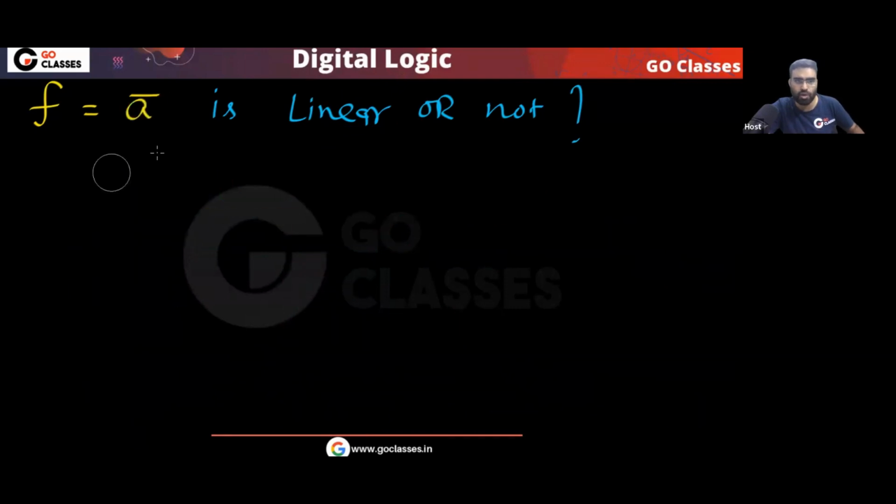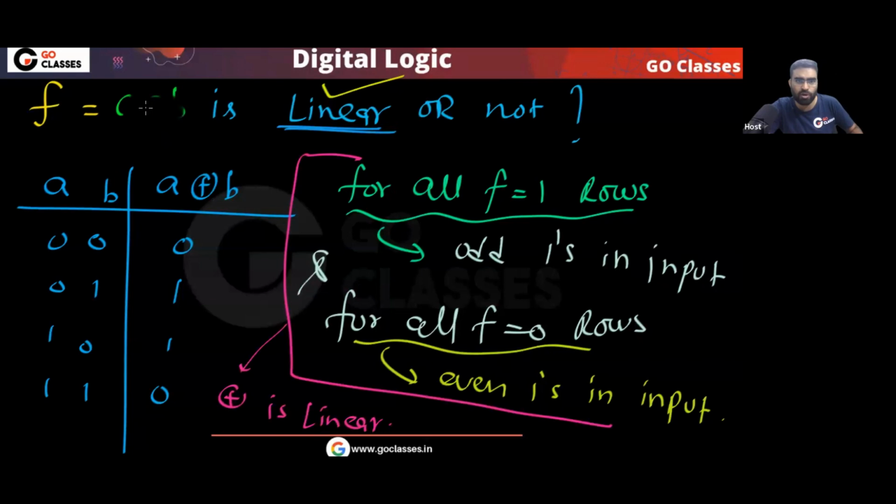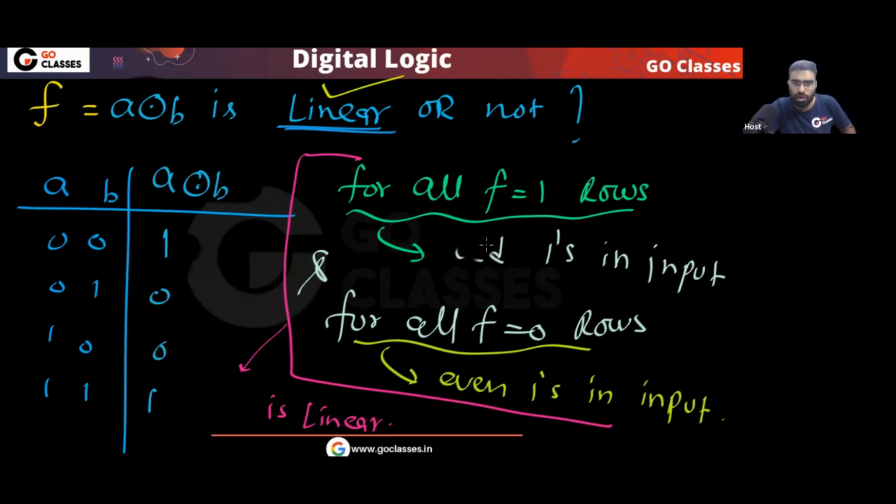Okay, is this clear? What about XNOR? What about exclusive NOR? Please tell me. Let me ask you, A XNOR B. This is the truth table of XNOR. Now you can notice, whenever f is 1, you have an even number of ones in the input. Yes or no? And whenever f is 0, you have an odd number of ones in the input. Is this clear? So again, that is linear. This XNOR is also linear. Okay, understood?